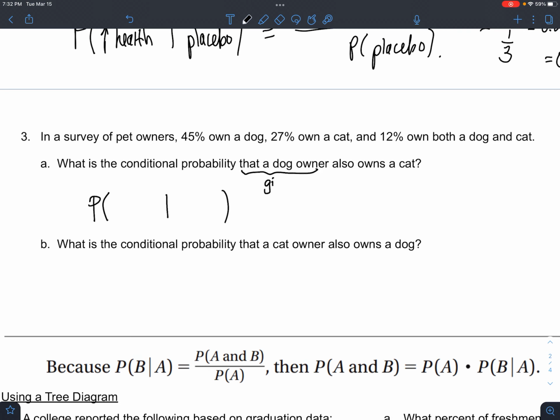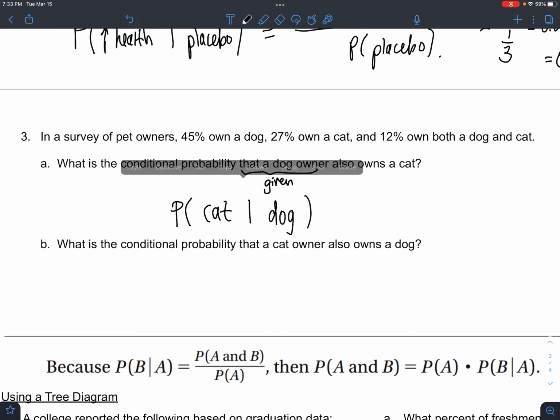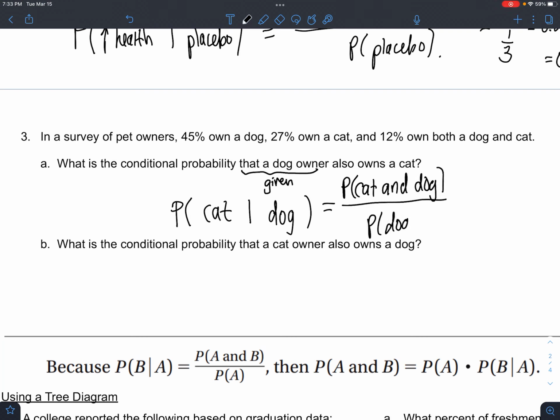So this is a kind of hidden way of saying that that's given, right? The people we're looking at all have dogs. So that is a given. What we don't know and what we're interested in is the probability that they have a cat. Okay, so it's the probability of cat and dog divided by the probability of our given, because that's the only people we're looking at. That should be our denominator. So 45% down here and 12% up here, which leads us to around this percent.